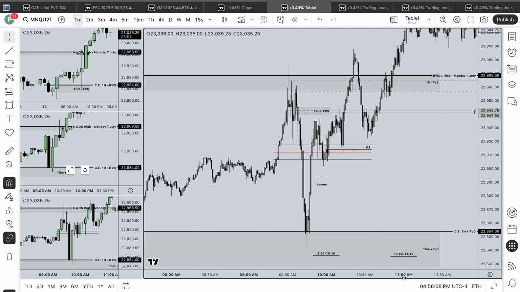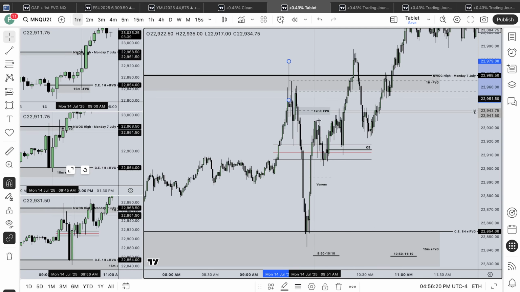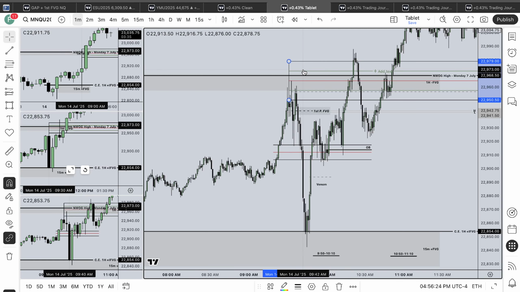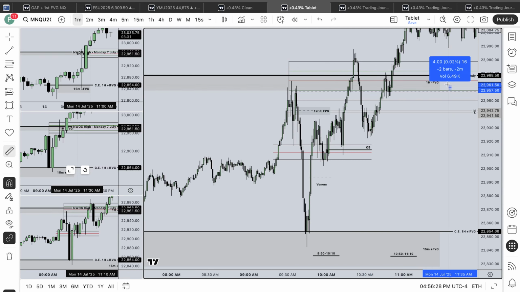Let's see, 20 handle, 60 handle is $120, $60, $50, yeah, something like that. Here would my stop loss come. So like that.